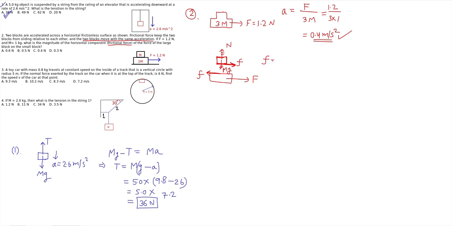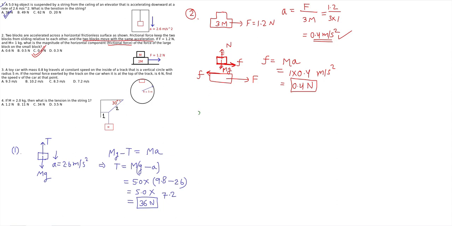So you can write net frictional force F will be mass times acceleration, and mass is 1 kg here in the question, and acceleration is 0.4 meter per second square. So frictional force is coming 0.4 Newton. So let us see which is the correct answer. 0.4 Newton, that is the answer C. That's the correct answer. So I hope you understood this question.